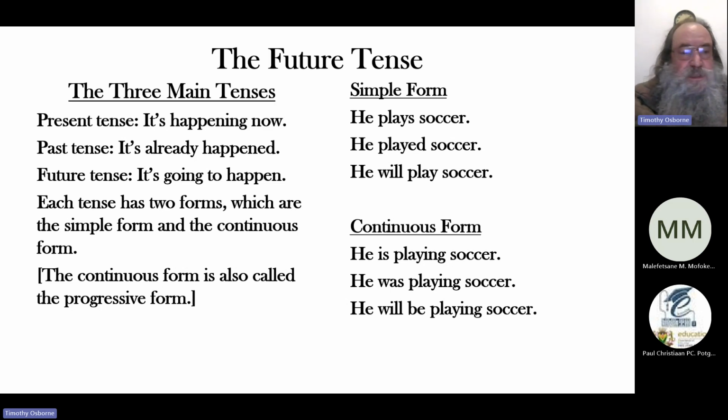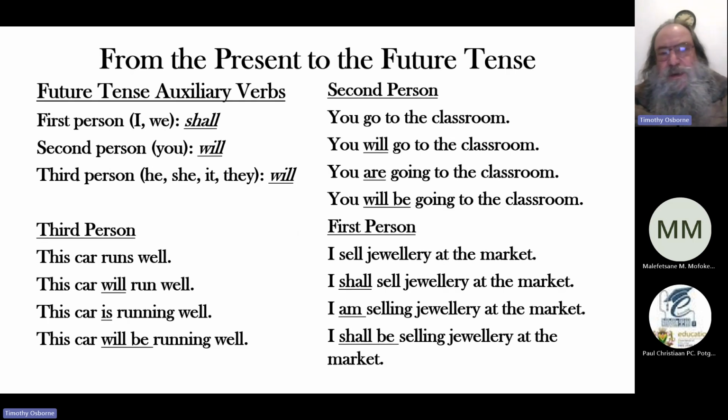Right, let's move on slightly. We've got here going from the present to the future tense. And the first thing we're going to have to look at is the auxiliary verbs that you're going to use to make things into future tense. And auxiliary verbs, just a reminder, are in fact what we call the helping verbs. Sometimes they are verbs by themselves, but normally they are added to the main verb to change its meaning in some way.